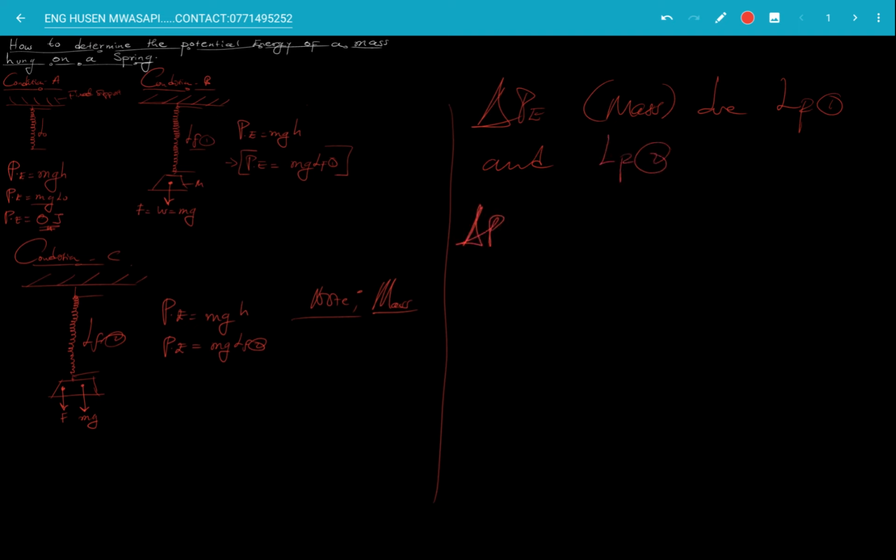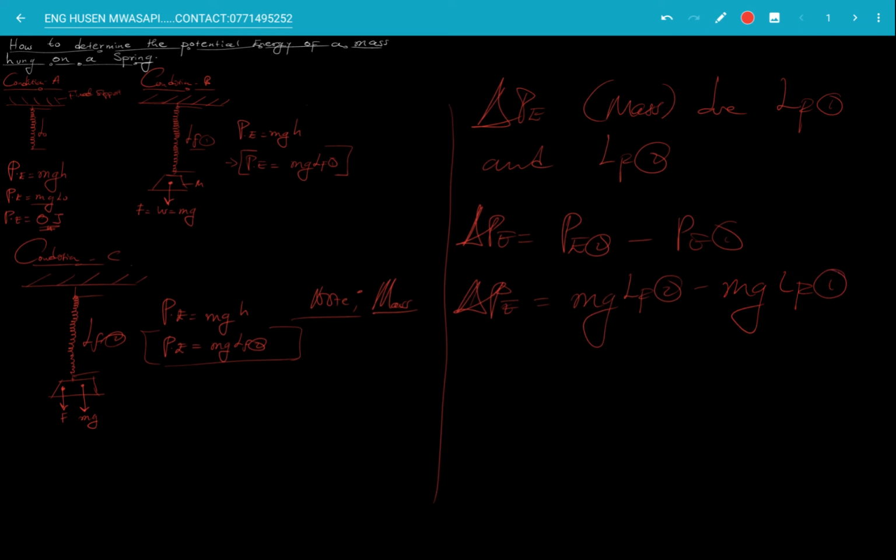That change in potential energy will be the difference in the potential energy of condition C and condition B. Therefore, we would say potential energy 2 minus potential energy 1. The change in potential energy that we're trying to find here will be equivalent to the potential energy 2, which is this one here. So we say mglf2 minus the potential energy here, which will be mglf1.